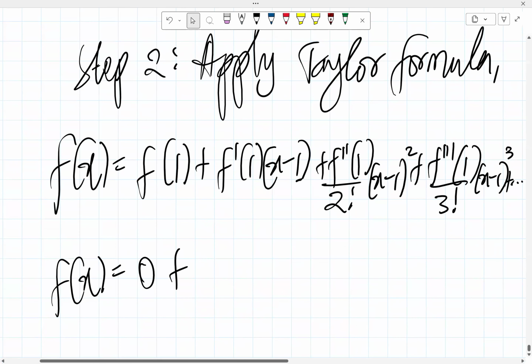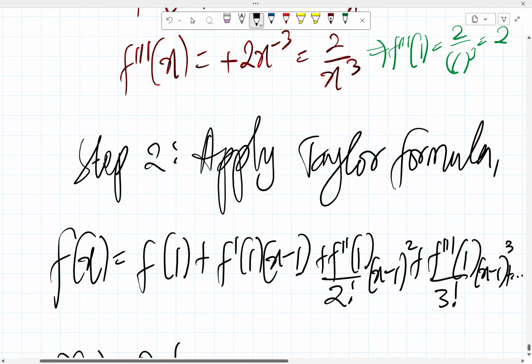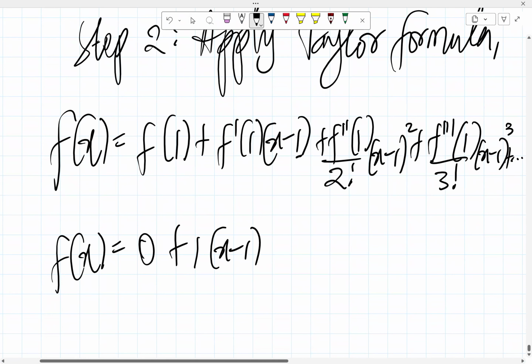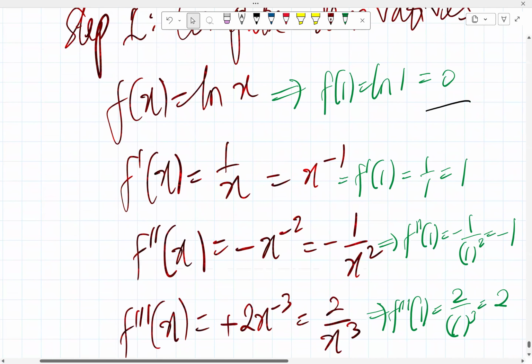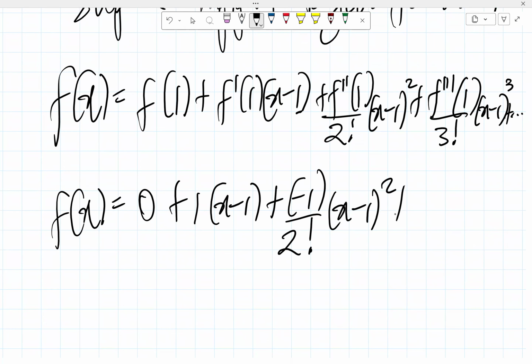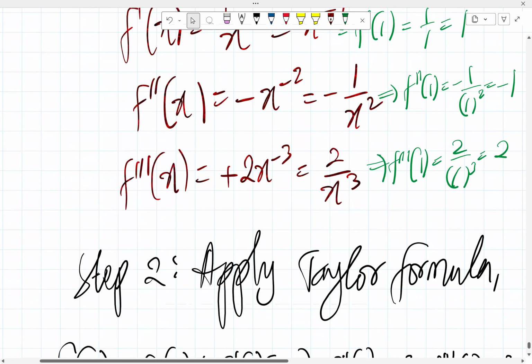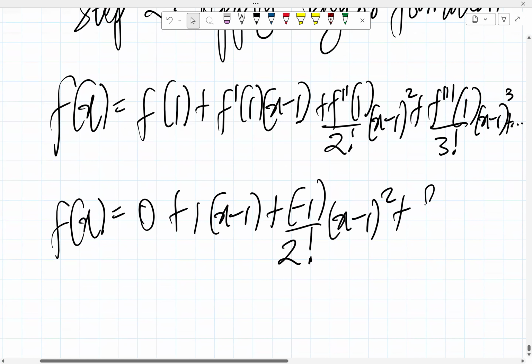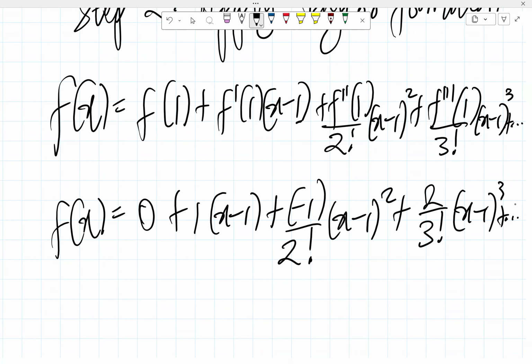So this is 0 plus f prime of 1, that is 1. So we have 1 multiplied by x minus 1. f double prime of 1 is actually minus 1. So we have minus 1 all over 2 factorial, x minus 1 squared, plus f triple prime of 1. That's the third derivative evaluated at 1. That gives 2. So we have 2 over 3 factorial, x minus 1 raised to 3, plus all that.